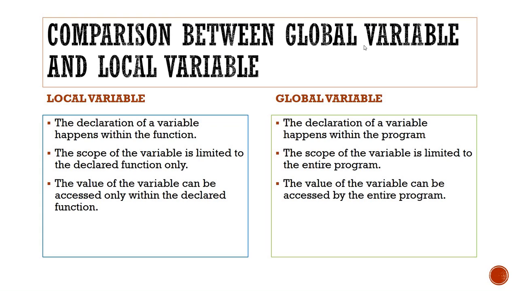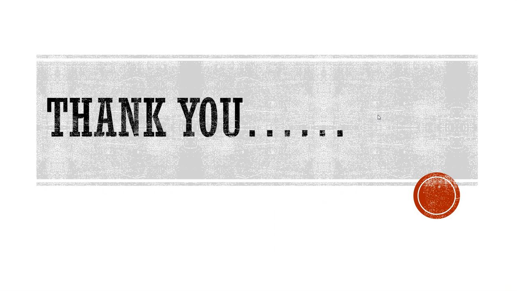Next, comparison between global variable and local variable. The local variable is declared within the function, and a global variable is declared within the program. The scope of a local variable is limited to the declared function only. The scope of a global variable is the entire program. The value of a local variable can be accessed only within the declared function. The value of a global variable can be accessed by the entire program.